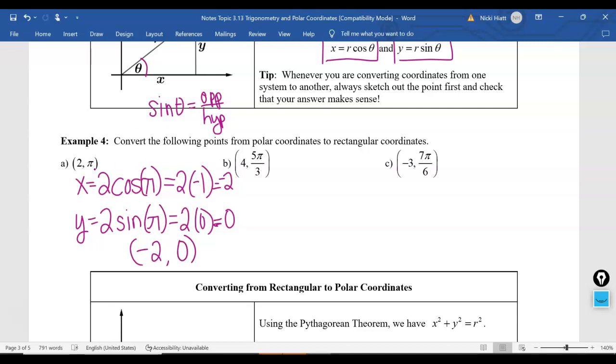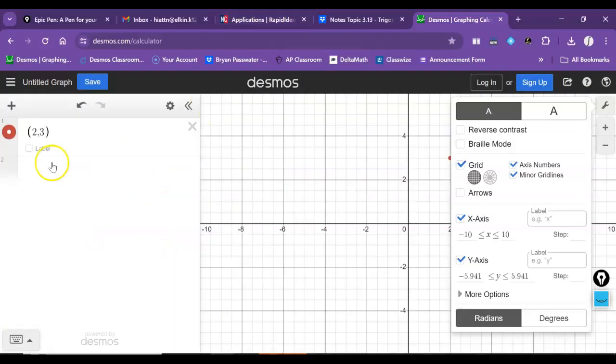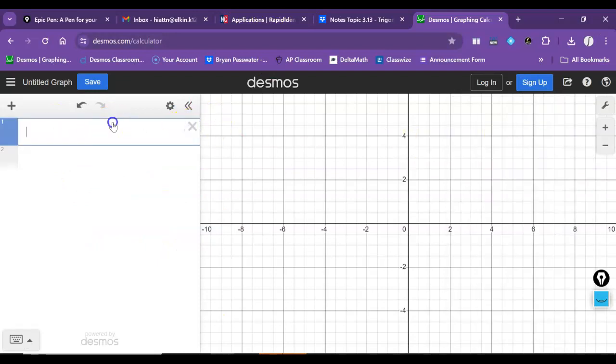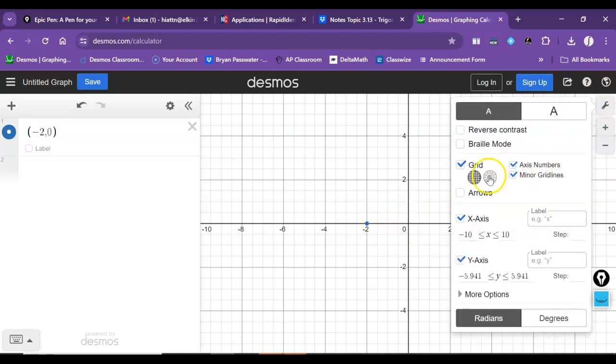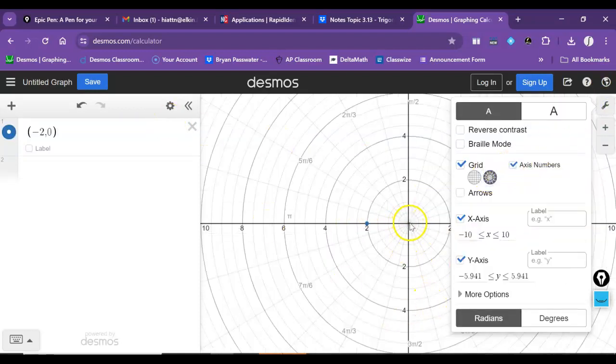Let's flip over to Desmos just to look at this. It's good to think about what the graph looks like. Desmos will only graph rectangular coordinates, at least as far as I know. So we have to graph our (-2, 0). So that is this point right here, and we can see it graphed. If we change our background to the polar coordinates, notice that pi is our angle, and we have a radius of 2. So that should make sense.